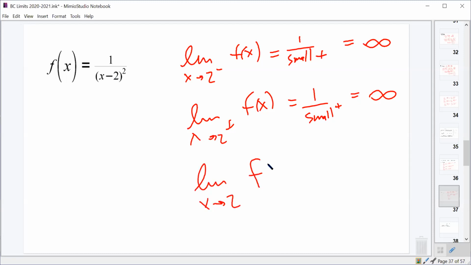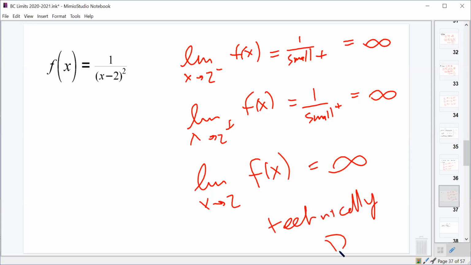Even though we know that technically what? Technically, this does not exist. But on the AP test, especially on a multiple choice, and none of you saw the multiple choice questions last year because of all of the weird AP test stuff, they might show this as infinity, or they might show it as does not exist. So be ready for it to show either one of those this year on the AP test. Everybody good? Any questions?